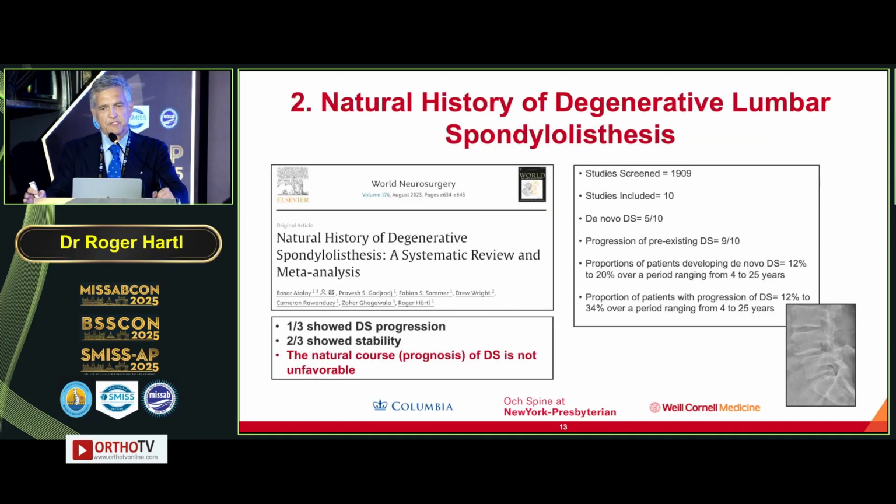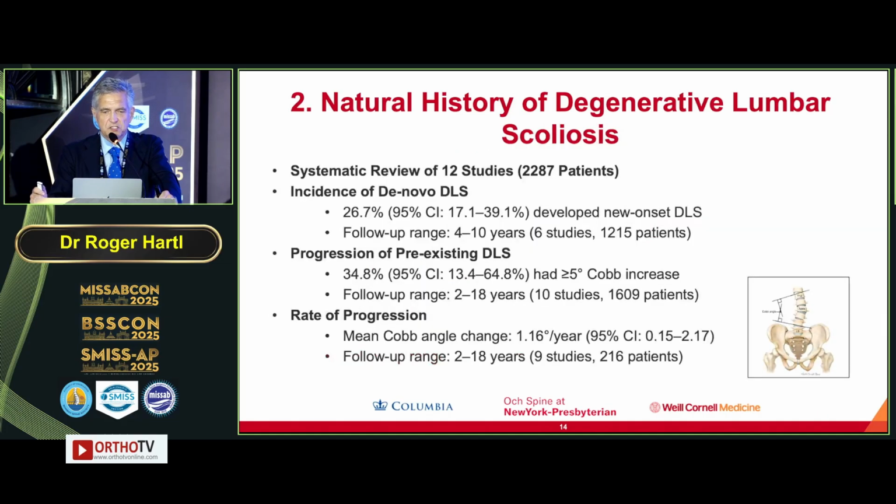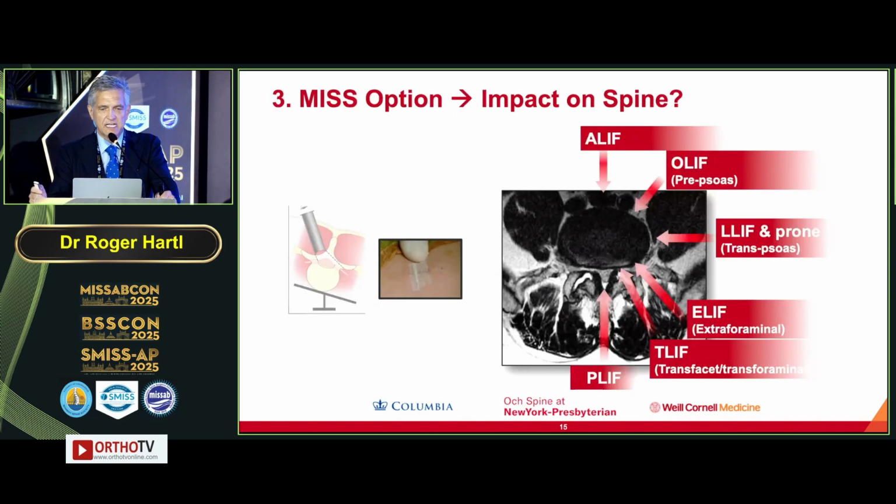And then, what's the natural history? What the natural history of lumbar spondylolisthesis is, and we published that recently, is that 2/3 of these patients are really stable. So just because somebody has a degenerative spondylolisthesis doesn't necessarily mean that they're going to get worse and need surgery. And the same seems to be true for degenerative lumbar scoliosis. This is something we're working on right now. About 2/3 of patients with degenerative scoliosis are actually stable. Only 1/3 usually progress and require surgery. So that means that just the fact that you have somebody with an X-ray that shows degenerative scoliosis does not mean that you necessarily have to fix that.